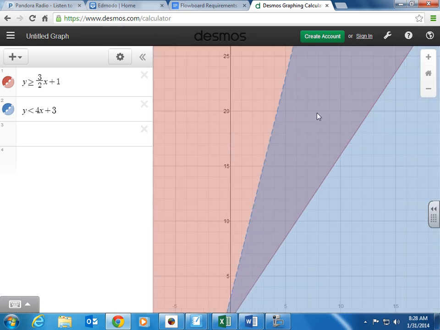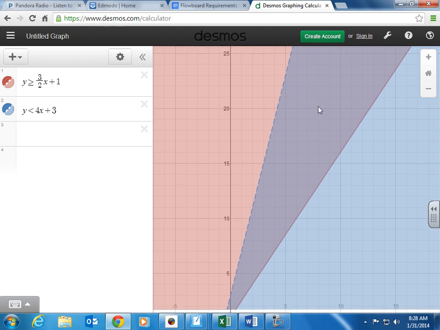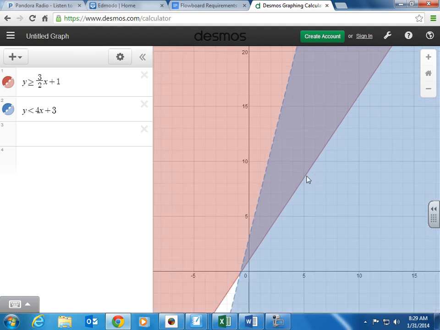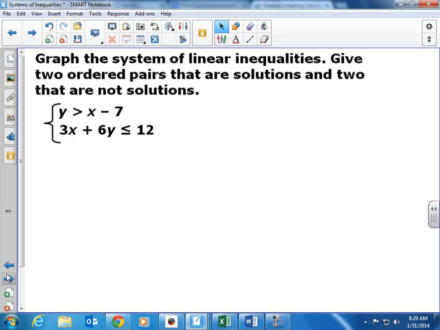Any of these ordered pairs, like this one right here where my mouse is, would be a solution that makes both inequalities true. This part is not a solution because it's not overlapping. This, not a solution because it's not overlapping. In order to make the system of inequalities true, it has to be true for both inequalities, so it's the overlapping region. This line is not included. This red line is included because it has blue over it. All right, let's take a look at another example.